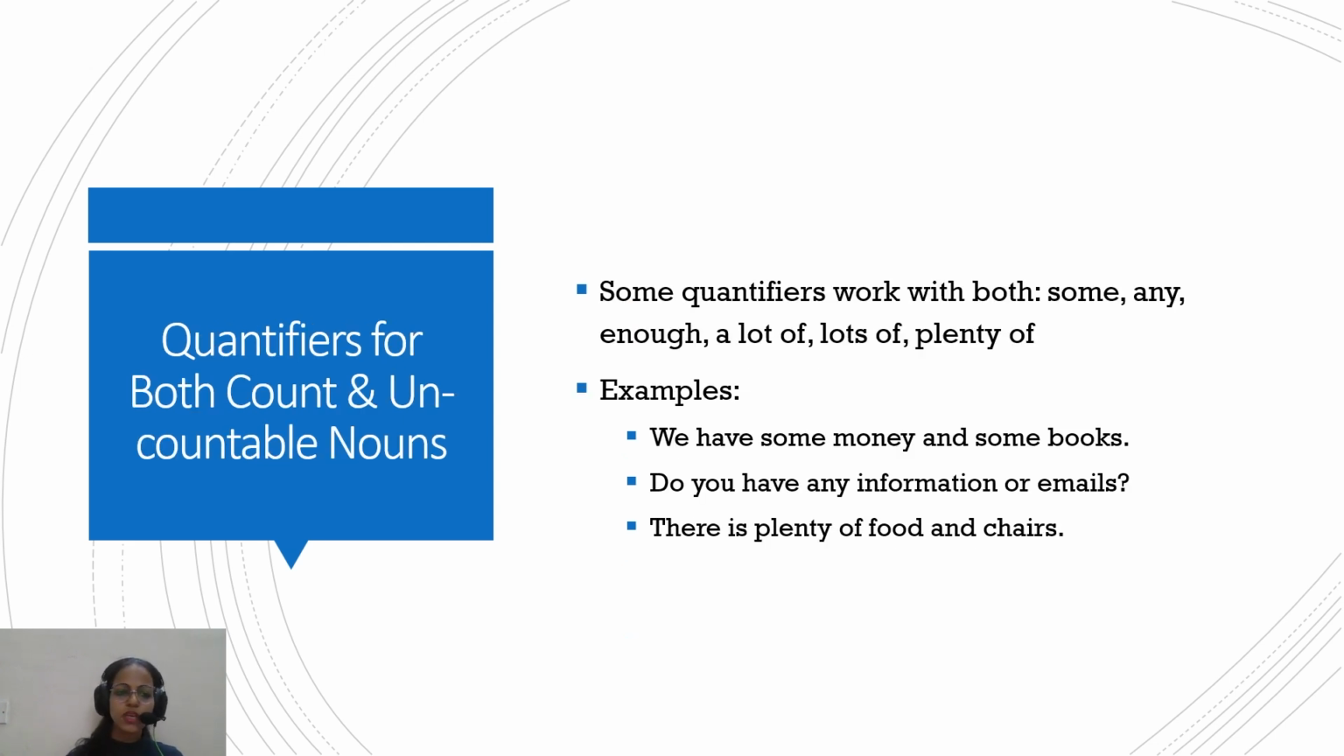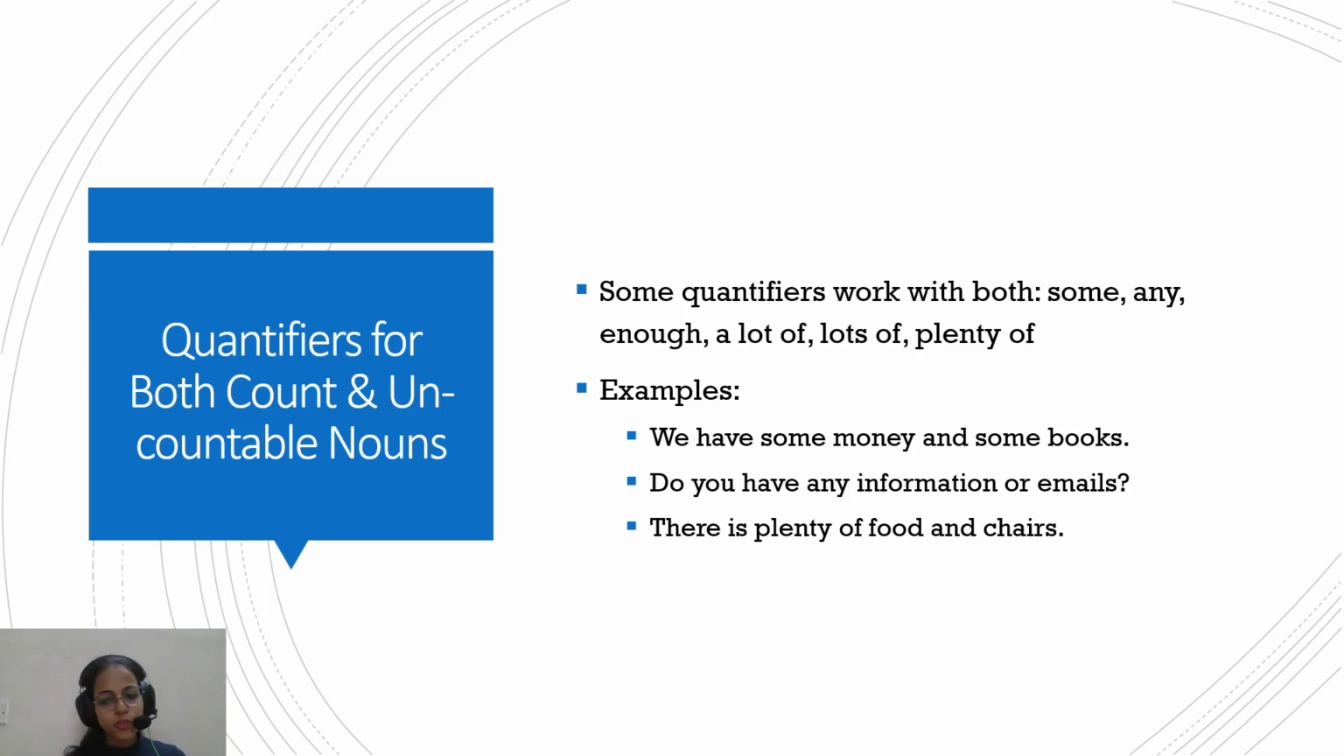Some quantifiers can be used for both countable and uncountable nouns. Fairly simple. Some, any, enough, a lot of, lots of, plenty of. These are all the quantifiers that can be used for both countable and uncountable nouns. So if I say we have some money and some books, books are countable nouns, money can be uncountable. So some money, some books.